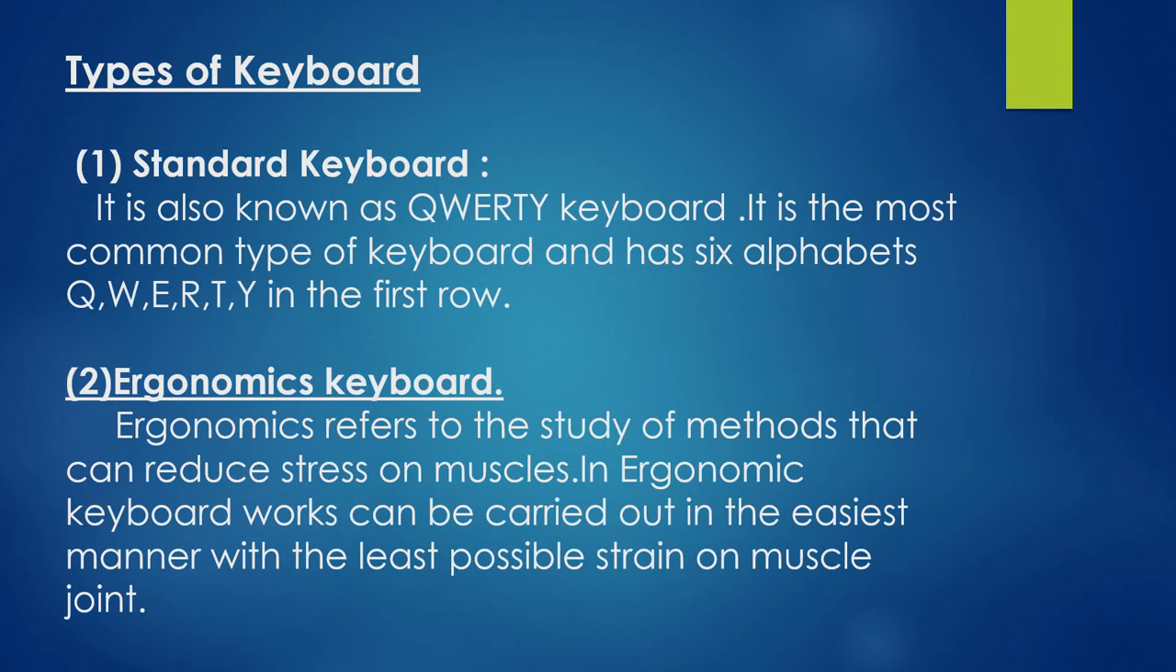And the second one, ergonomic keyboard. Ergonomics refers to the study of methods that can reduce stress on muscles. Then what is this ergonomic keyboard? In an ergonomic keyboard, work can be carried out in the easiest manner with the least possible strain on muscle joints. It means if you are typing with this ergonomic keyboard, you will feel very little stress on your muscles. That is the speciality of this ergonomic keyboard.